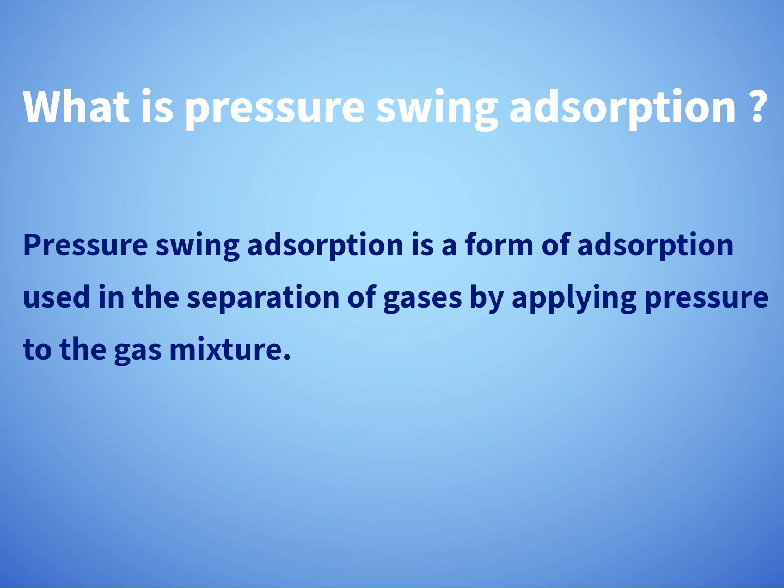Just like adsorption, pressure swing adsorption is used to separate gases. By applying pressure on the mixture of gases, this ensures that molecules which are likely to be adsorbed by the adsorbent get more adsorbed as the pressure increases. We will learn more about how pressure affects adsorption in the next slide.